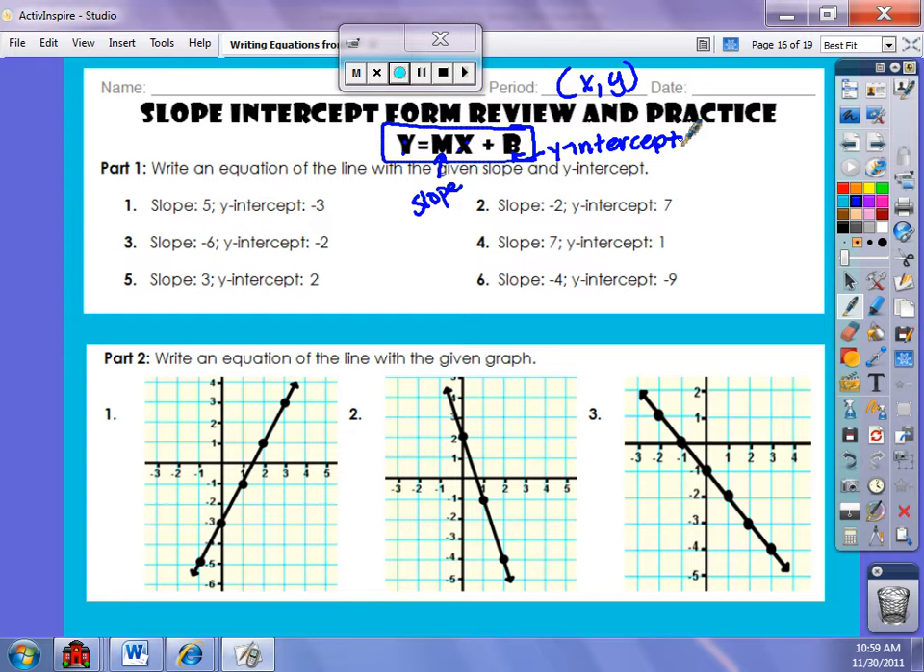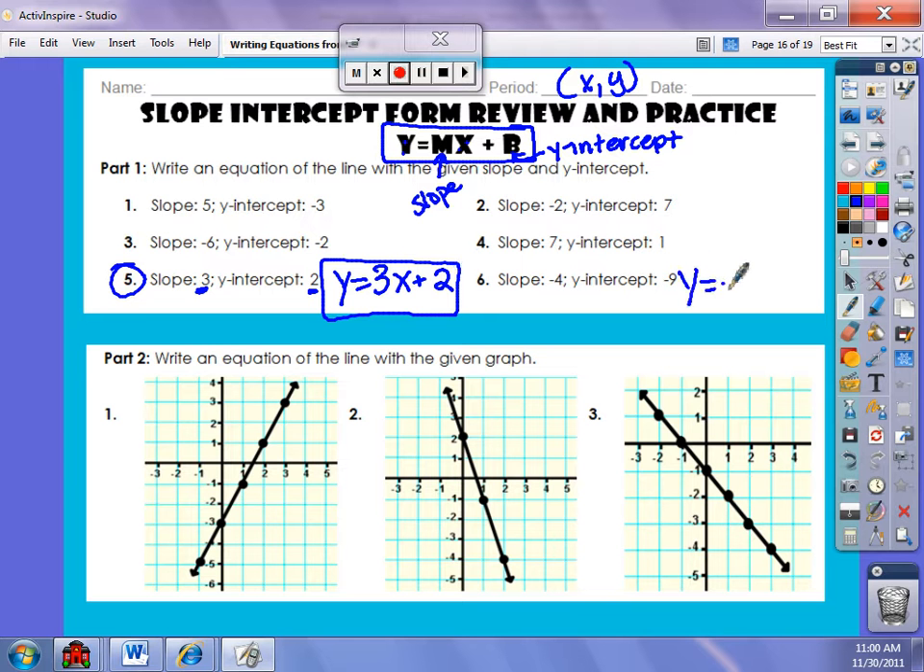So for example, let's look at, I don't know, number 5. If I have an equation where the slope is 3 and the y-intercept is 2, all I'm going to do is plug in the slope to multiply by x, and the intercept is going to be replacing b. That's it. So this equation has a slope of 3 and an intercept of 2, and this would be the equation for that.